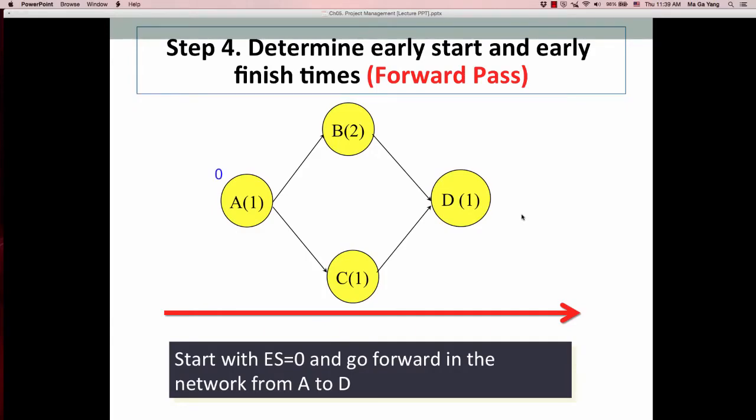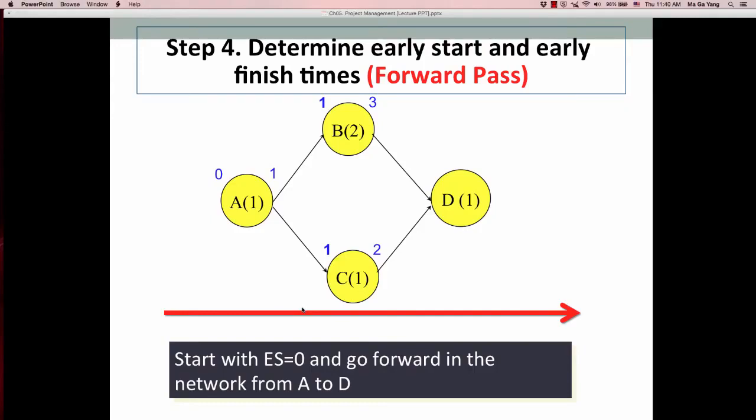Start counting with the current period, designated as period 0. Activity A has an early start of 0 and an early finish of 1, because 0 plus 1 is 1. Activity B's early start is 1, and similarly activity C's early start is 1. The early finish time for B is 3 and the early finish time for C is 2.